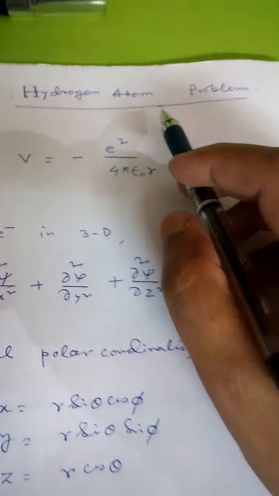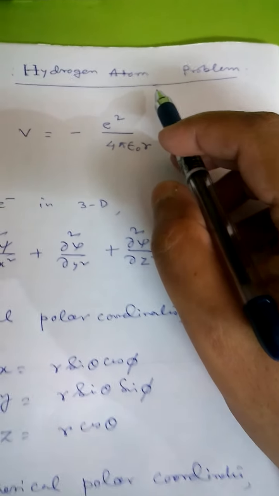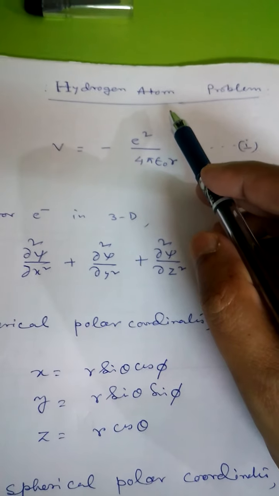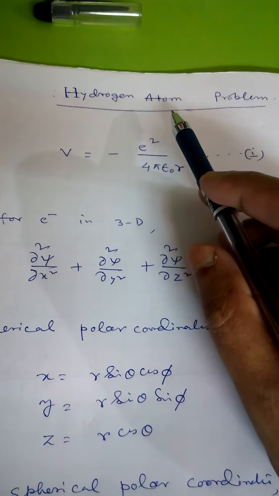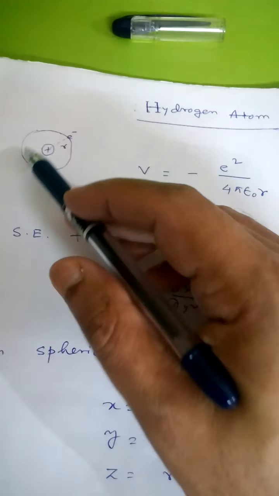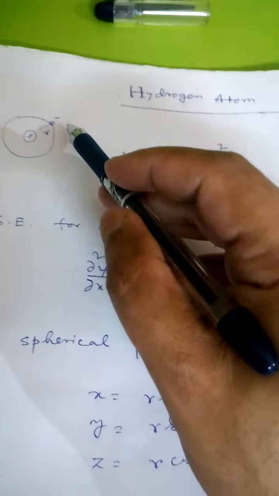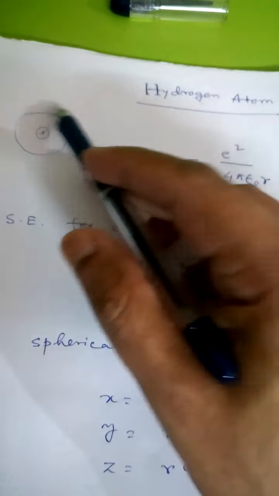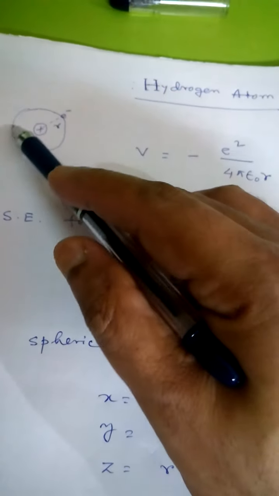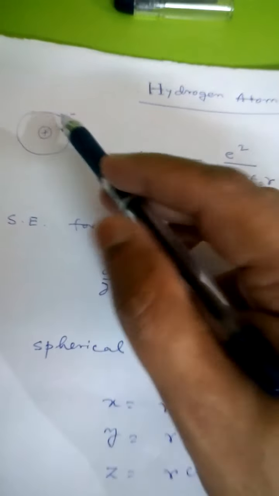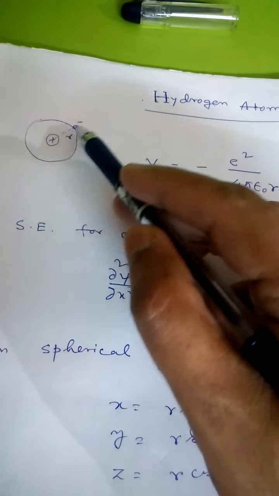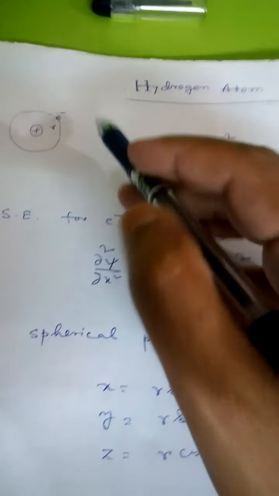In this lecture I will describe the hydrogen atom problem, another important part of quantum mechanics. A hydrogen atom consists of a proton and an electron, so it is a single electron system. This is the electron revolving in a circular orbit, approximately circular. It is not actually circular, whatever. This is the positively charged nucleus and this is the radius of the circle.